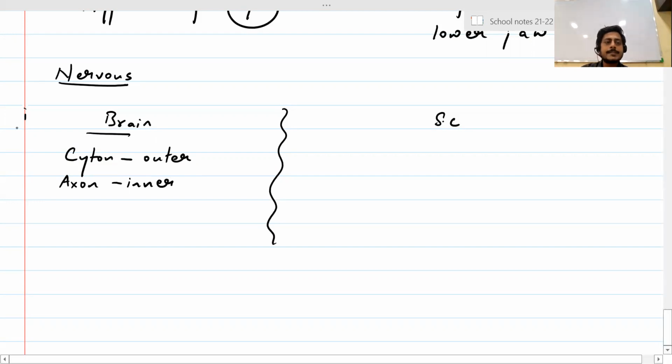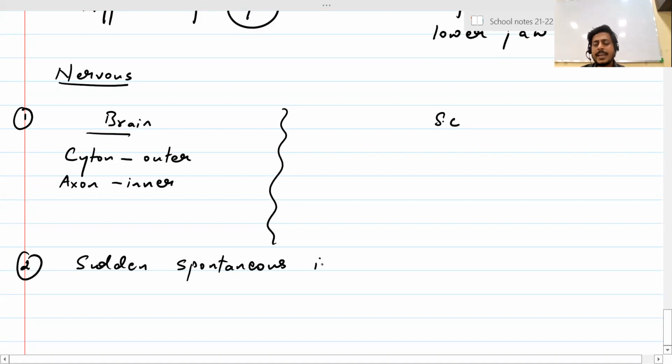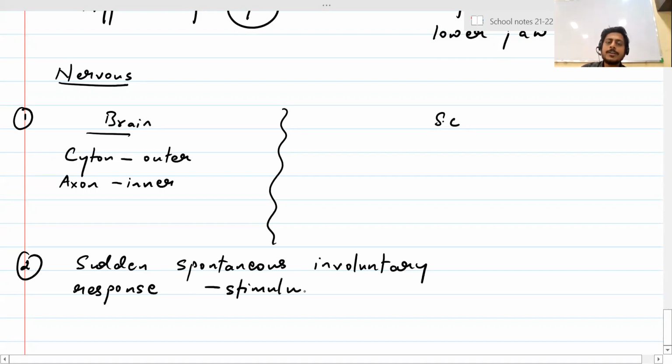The second one is the definition of a reflex action. You can use words like sudden, spontaneous, quick, automatic, involuntary response to a stimulus. Or you can write the other one: it is a sudden, quick, automatic, involuntary response to a stimulus.